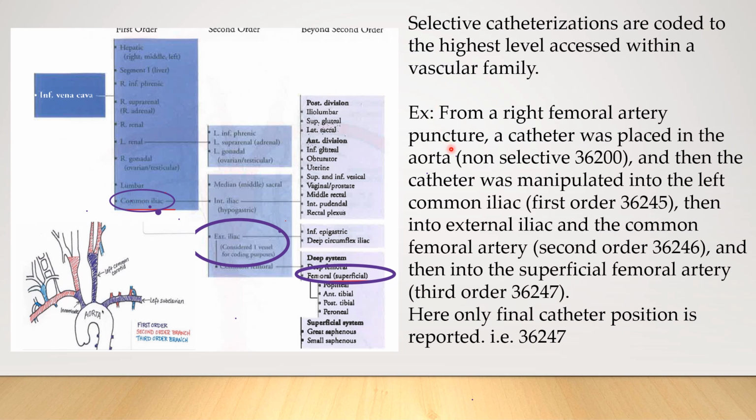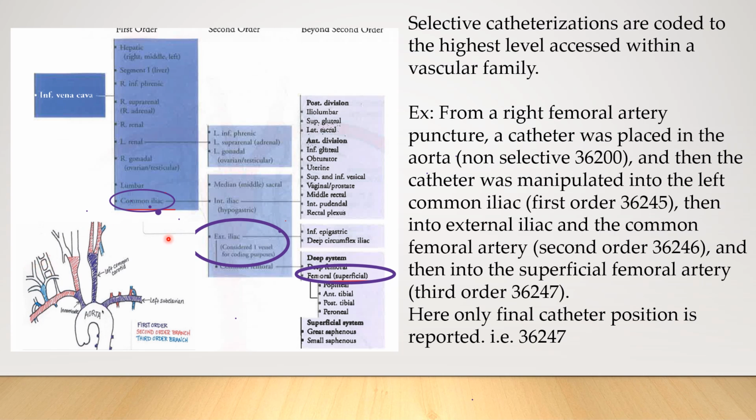So when the catheter has reached this point, that is the third order, we will code only for the third order. So let us take the example. Suppose from the aorta, I cross the first order, second order, and then the third order, I will code only for this, because to reach here, I will already travel from here, here, and here. So you will always write the highest order.